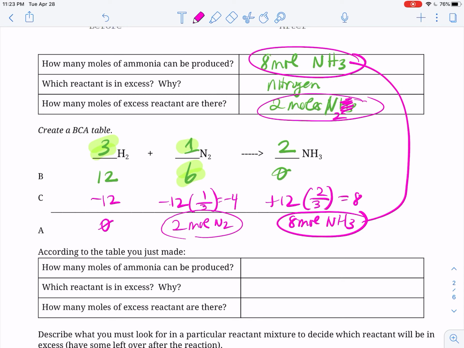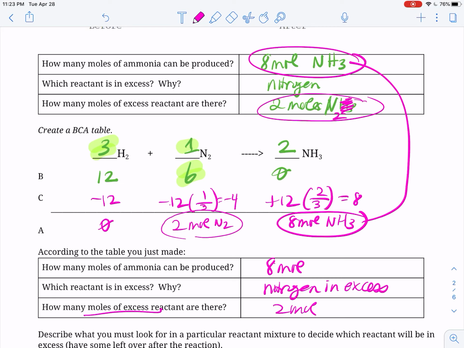Okay, and then there is that one. So how many moles of ammonia can be produced? It's 8. All right, the nitrogen is in excess, which means that hydrogen's the limiting reactant. And how many moles are left over? 2.